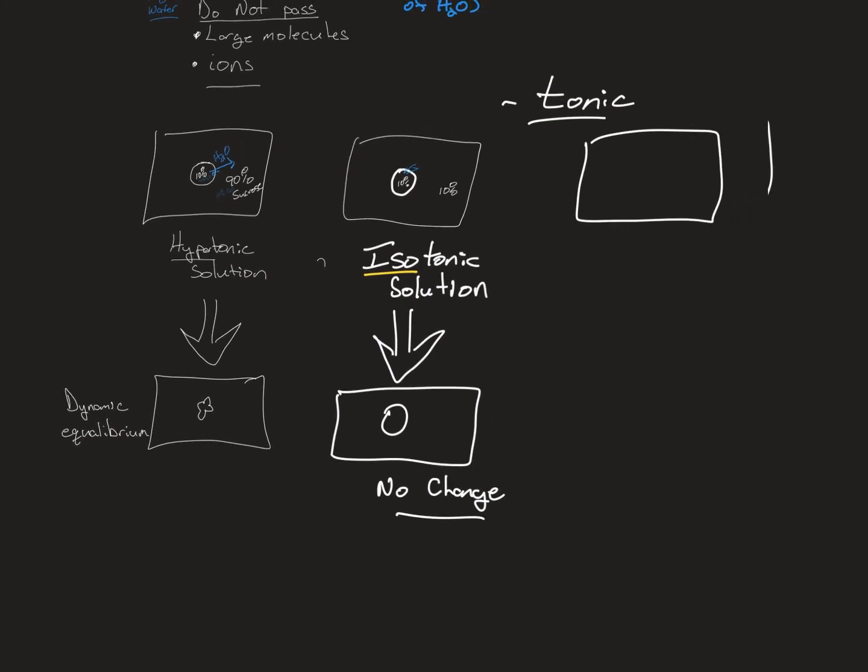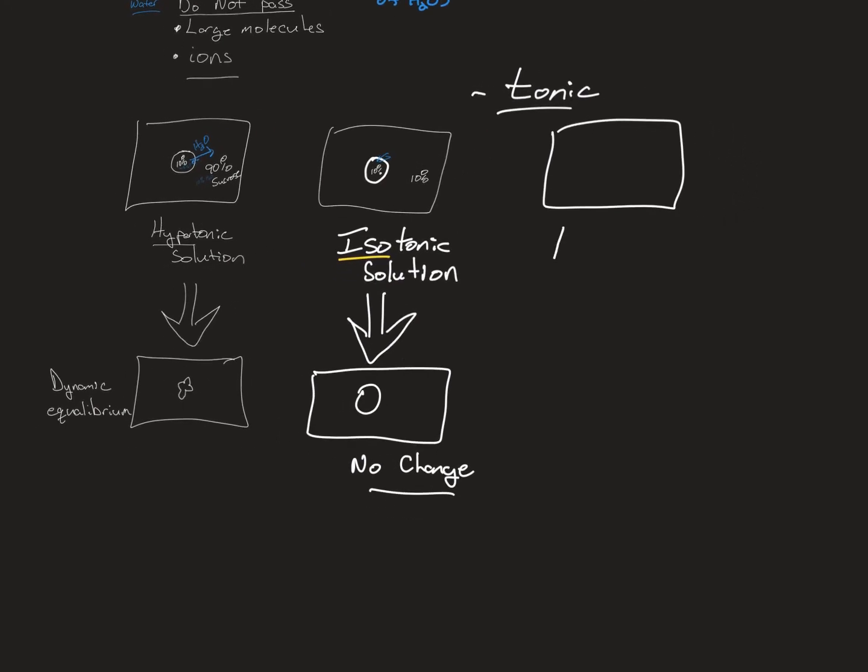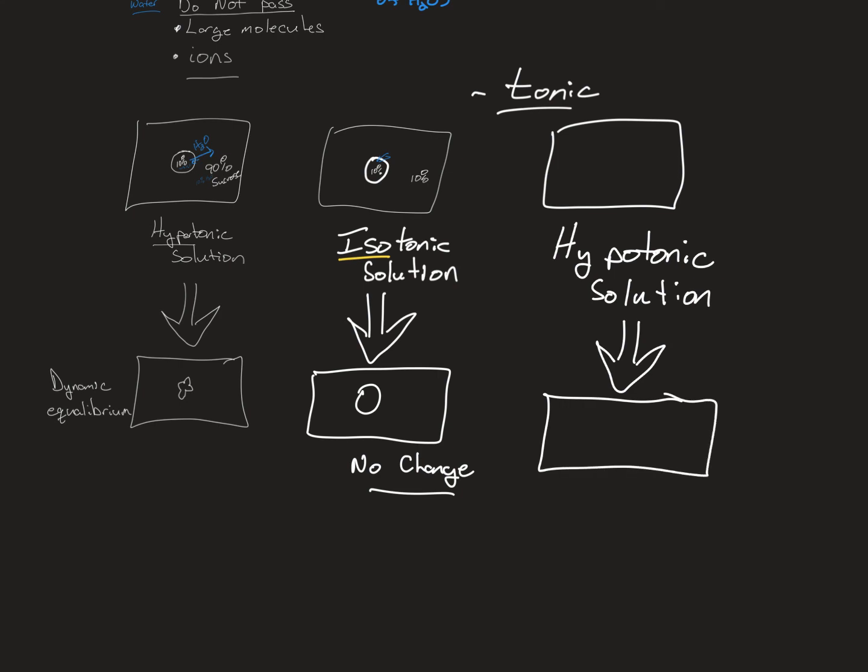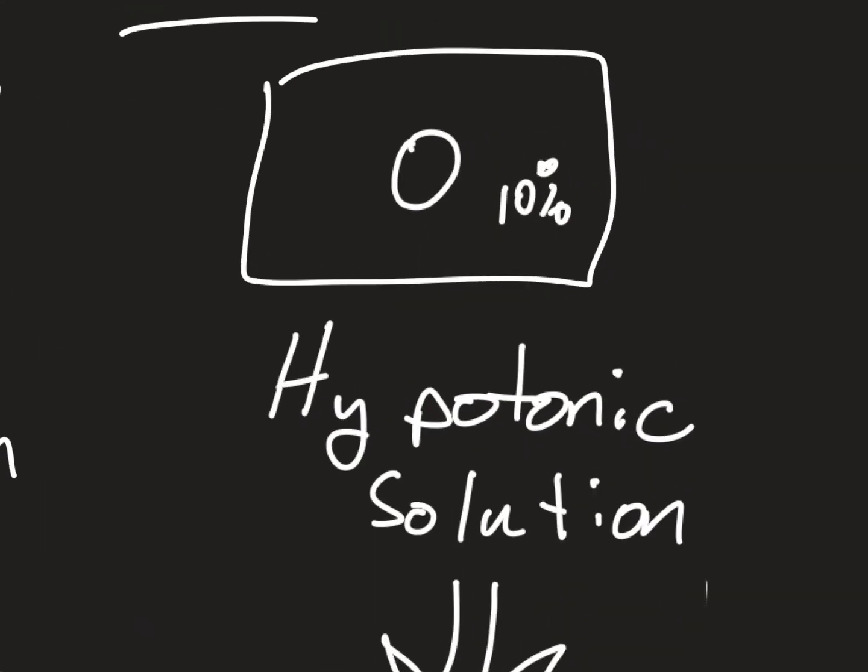The last example here is hypotonic. What do you expect to see here? A swelling of the cells, which you'd expect to see, and that's what happens. So here you'd have 10% solute outside and 90% inside. And so we'd have 10% water inside and 90% water outside.